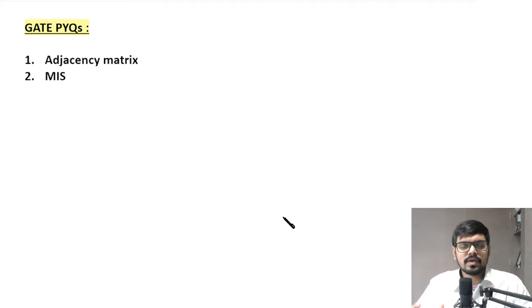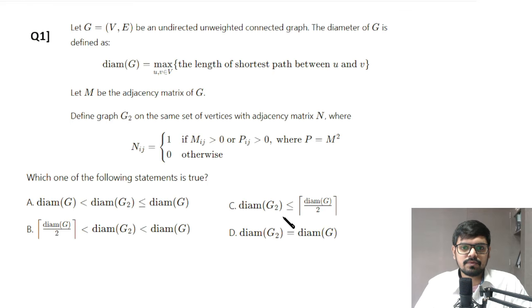In today's class, we are going to solve GATE PYQs on adjacency matrix and MIS. Let us start the lecture with the very first question. Pause the video, try, then look at my solution. Tried? Now, whenever you see this kind of question, the length is very big, so you feel the question is very tough. But no, questions are easy. I will give you techniques to make it easier. Let us read the question.